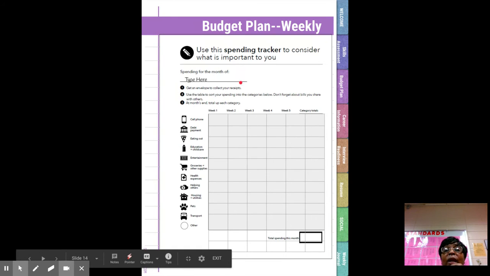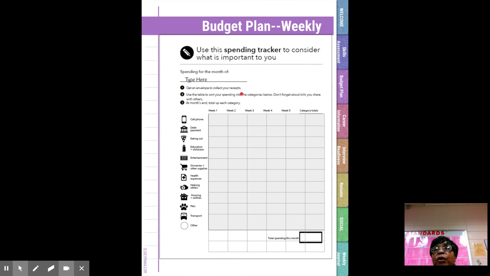Your budget plan weekly. Now what you're going to do is take what you've learned through the budgeting information that I've given you, your budgeting terminology, the videos that you have watched. So what I want you to do next is come up here and type in what month you're budgeting for. Since this is the month of December, we're going to go ahead and start budgeting for December.